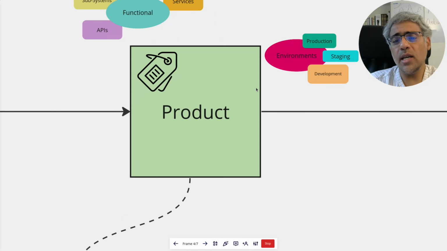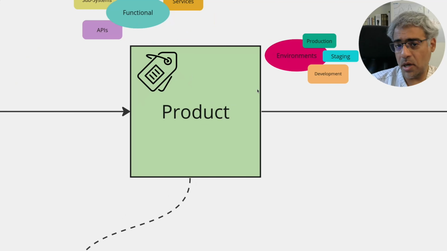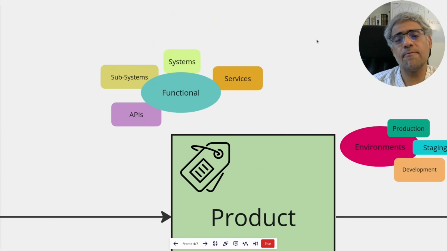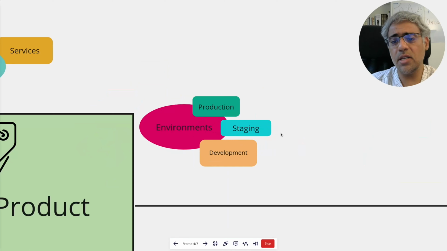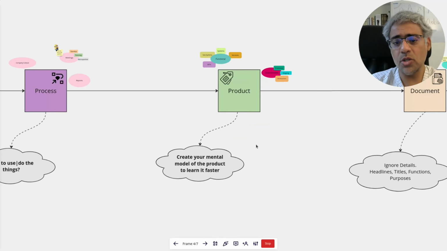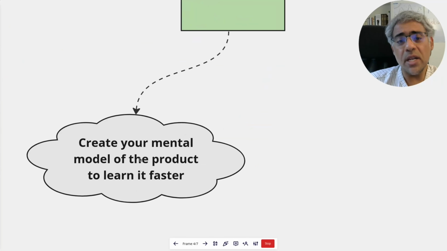So let's go to the product step. The company is earning some money. You are supposed to understand the function of the company. What are the systems? What are the services, subsystems, APIs? And if, for example, you are a developer, it is really good to know the environments like production, staging, development, testing, and so on and so forth. So create your mental model of the product to learn how the company actually earns money.